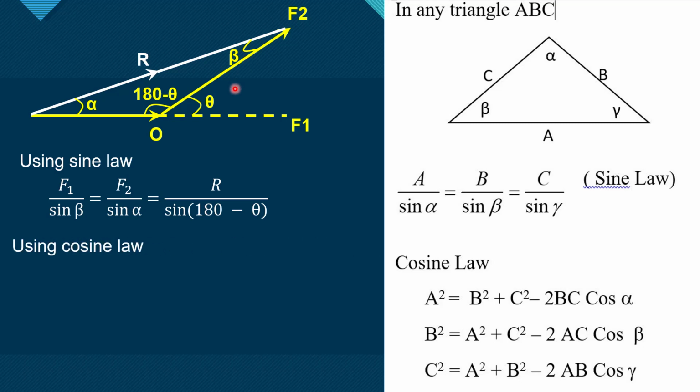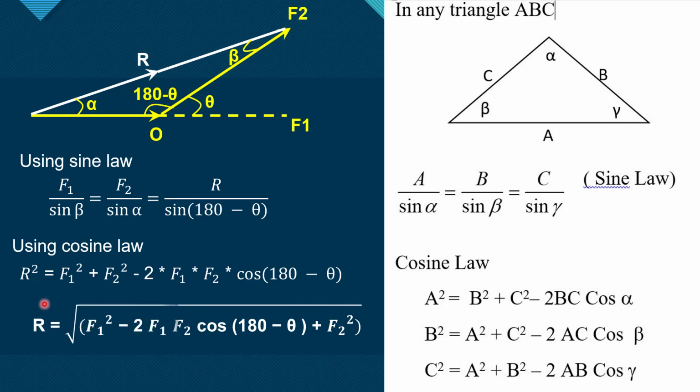Now using the cosine law, we can find out the side of the triangle, R. So how will you find out R? R square is equal to F1 square plus F2 square minus 2F1F2 cos of 180 minus theta. So from here, R will be equal to the square root of F1 square minus 2F1F2 cos(180 minus theta) plus F2 square. This is the formula used for finding out the magnitude of the resultant force, and using the sine law, you can find out the direction of the resultant force. So this is all about triangle law of forces.